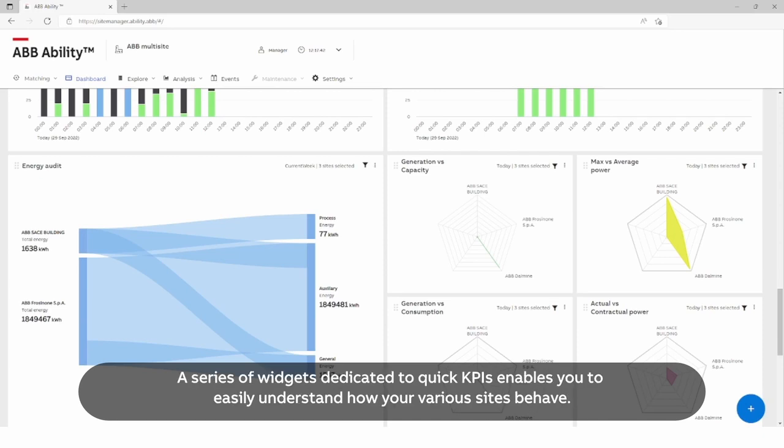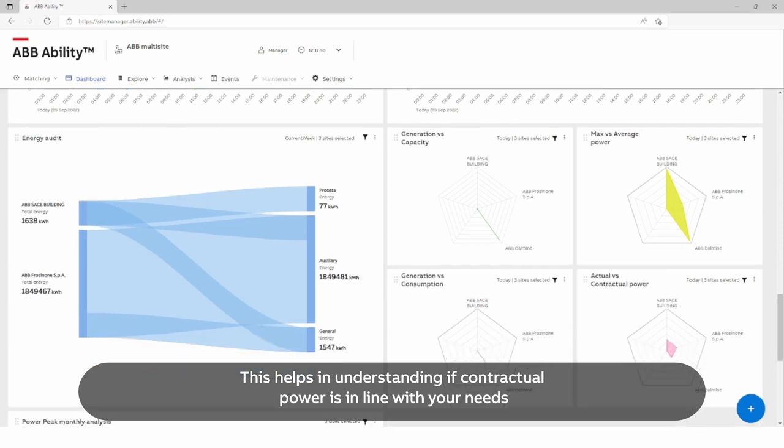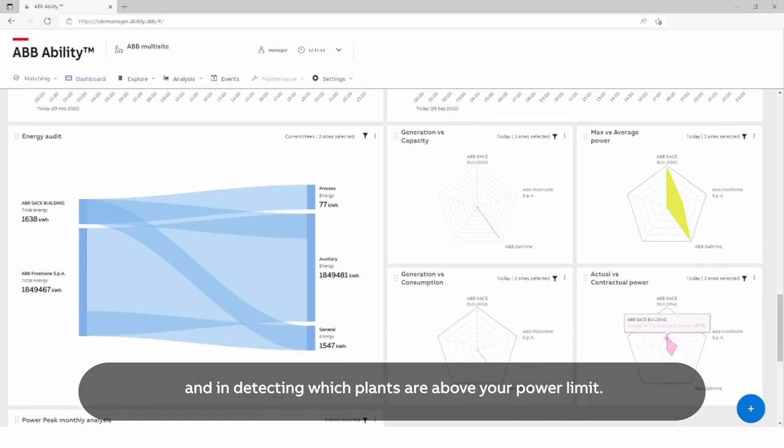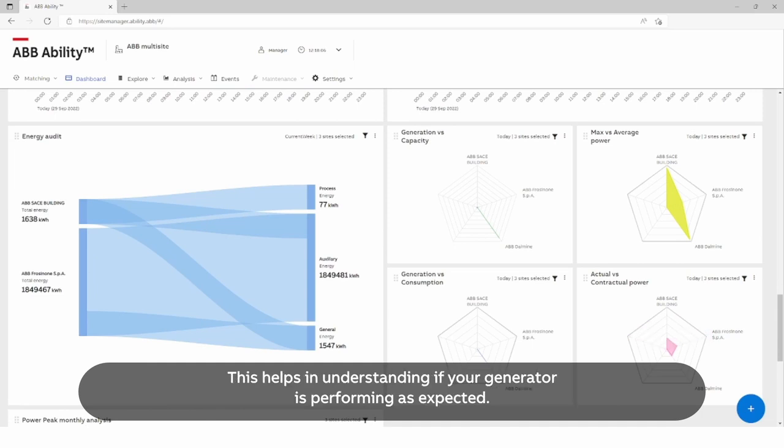A series of widgets dedicated to quick KPIs enables you to easily understand how your various sites behave. Actual versus contractual power shows the percentage of actual versus contractual power for the selected sites. This helps in understanding if contractual power is in line with your needs and in detecting which plants are above your power limit. Generation versus capacity shows the percentage of energy generated versus generation capacity for the selected sites. This helps in understanding if your generator is performing as expected.